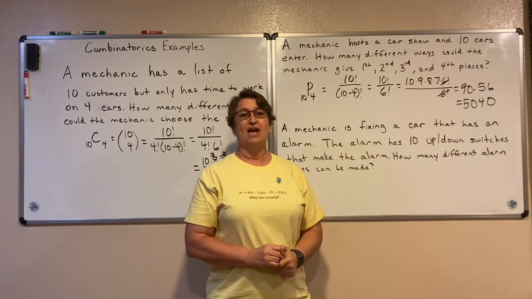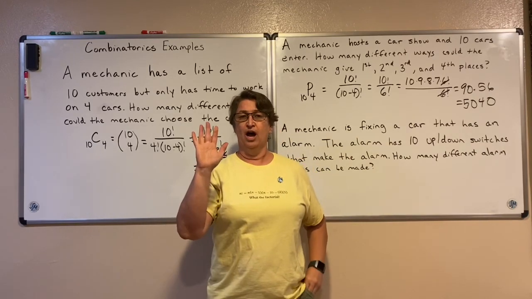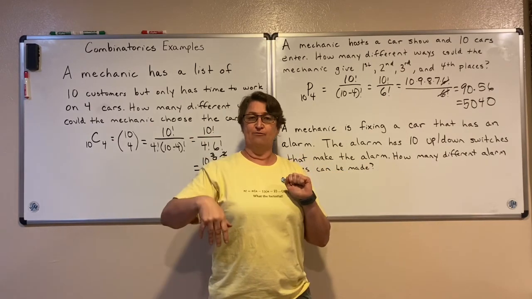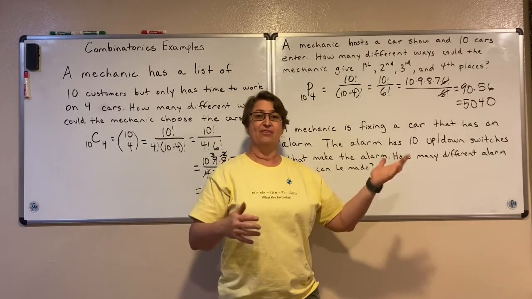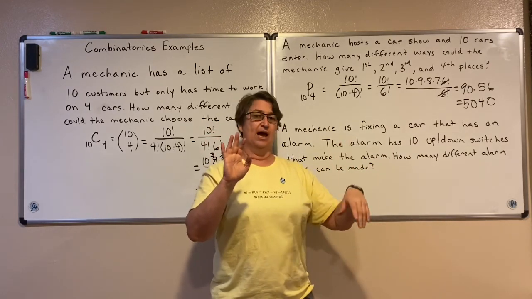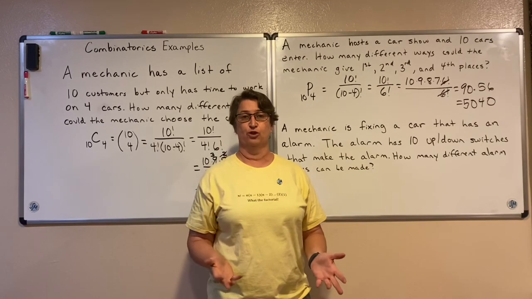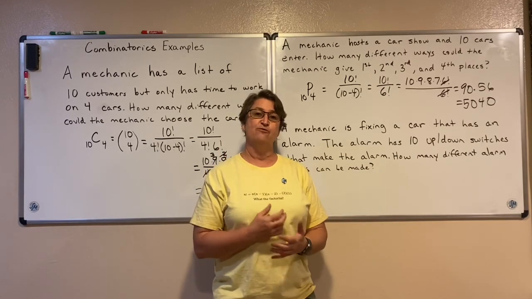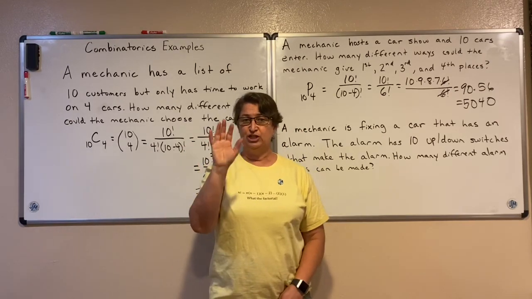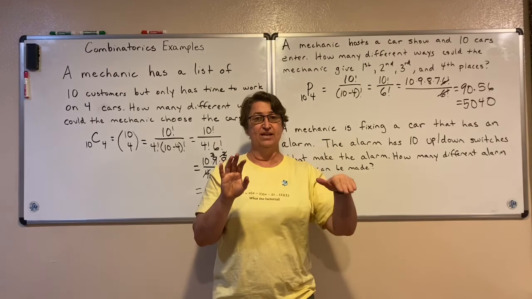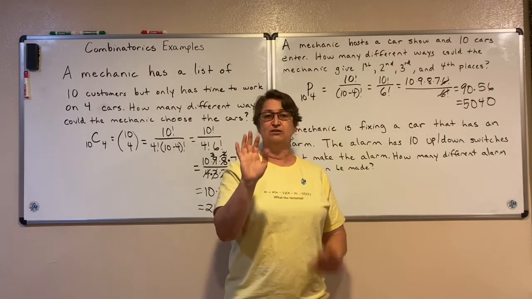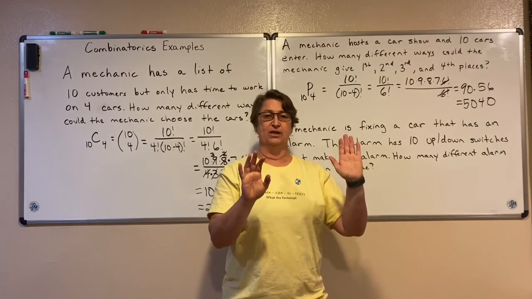So picture what's happening. You can have 1 up and 9 down, and that's one alarm. Or you could have 1 down and 9 up, and that's a different alarm. Or you could have an up, down, up, down, up, down, up, down, and that's a different code for the alarm. And we want to know how many different codes there are. So each one of those switches is an independent event that's occurring. So we need to ask ourselves, how many choices are there for each of those independent events?